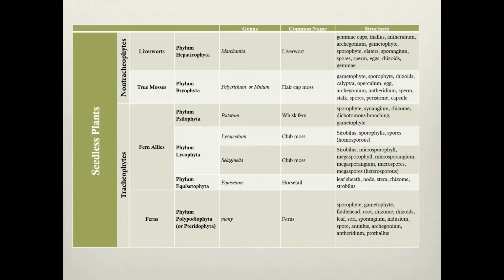Then we talked about the seedless tracheophytes, which are your ferns and fern allies. And the phyla we talked about there were Lycophyta, Equisetum and Pteridophyta. With the fern allies, we just looked at the sporophyte stage and the special structures called strobili that hold sporangium. With the Pteridophyta, depending on which camp you're discussing this with, we looked at the entire alternation of generations. We looked at the gametophyte stage, the dominant sporophyte stage, and the special structures they have to produce sperm and egg or spores.